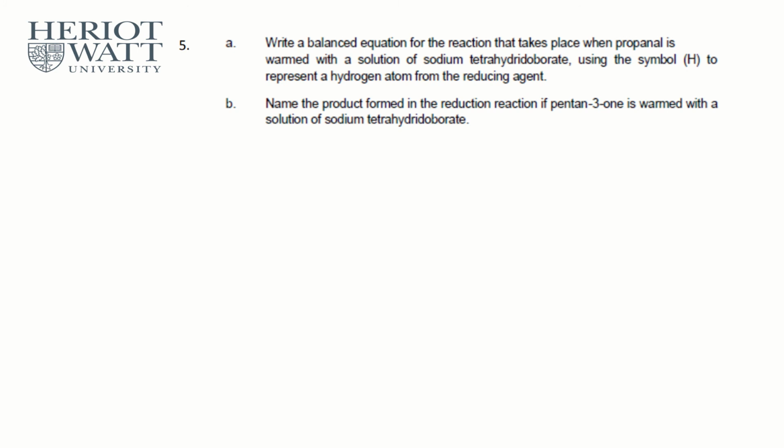Okay, let's move on to number 5. Write a balanced equation for the reaction that takes place when propanal is warmed with sodium tetrahydroborate. Now, this sodium tetrahydroborate is actually NaBH4. Okay, that's a common reducing agent using the symbol [H]. Again, this is supposed to be a square bracket to represent hydrogen atoms from the reducing agent, knowing that the reducing agent is going to provide hydrogen atoms so that the compounds can get reduced, right? So they want a balanced equation for part A. It's very simple. Propanal is 1, 2, 3, double bond O with H, right? And the rest all H.